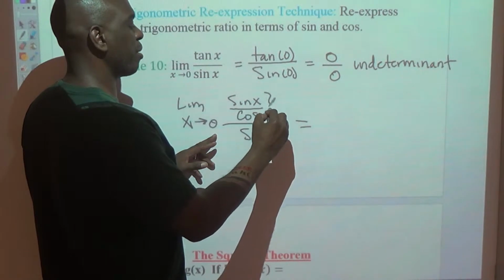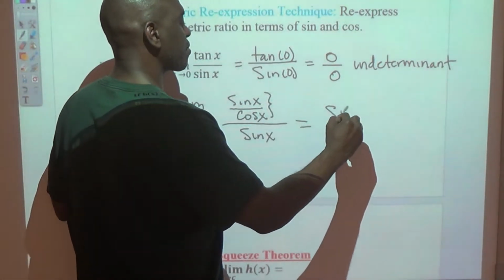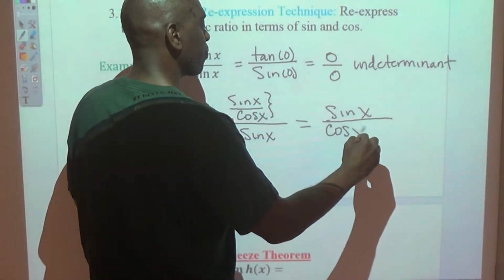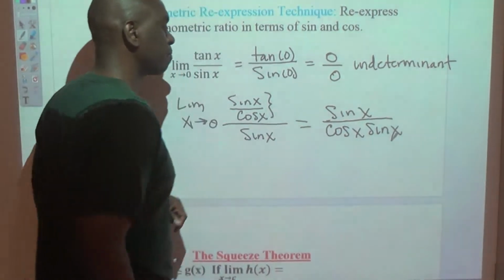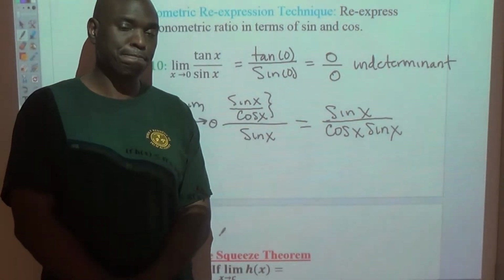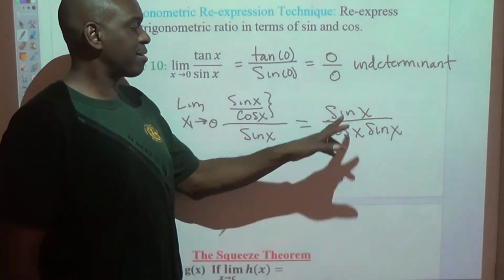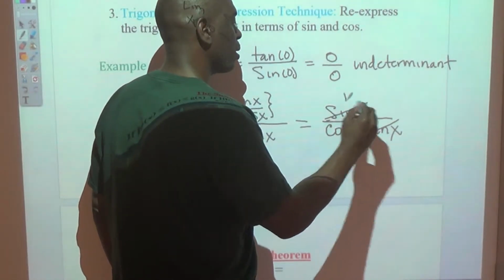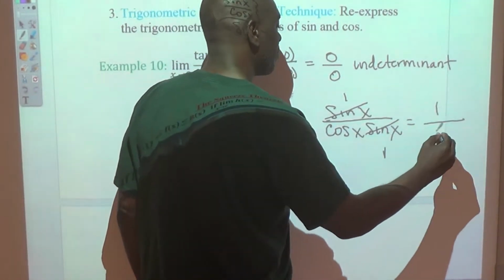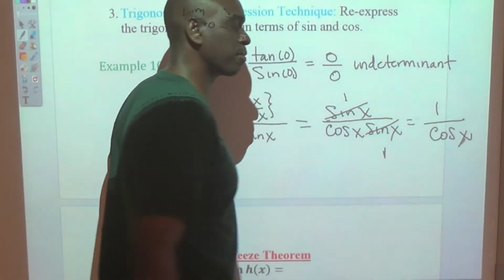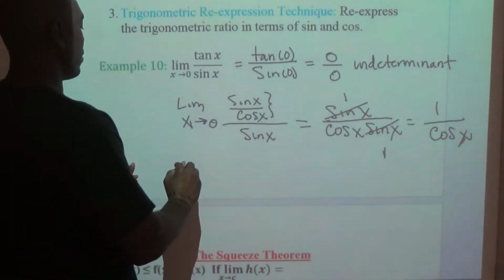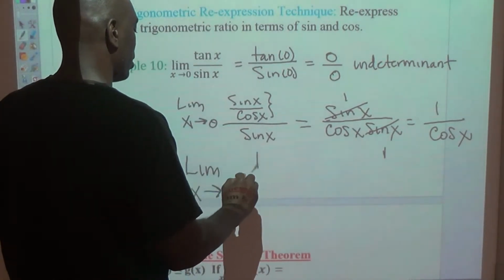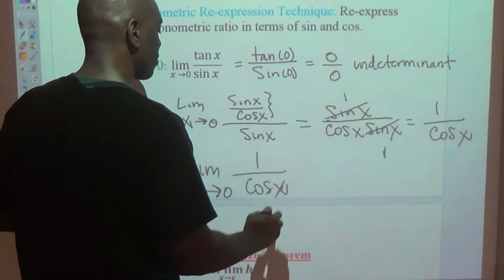This portion right here is going to give me sine x divided by cosine x, over sine x. In this case, my sine x's cancel out, leaving 1 divided by the cosine of x. So we have the limit now as x approaches 0 of 1 over the cosine of x.